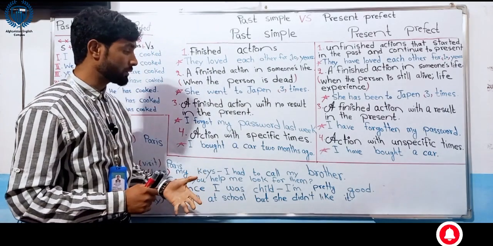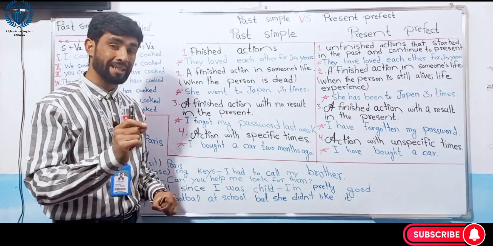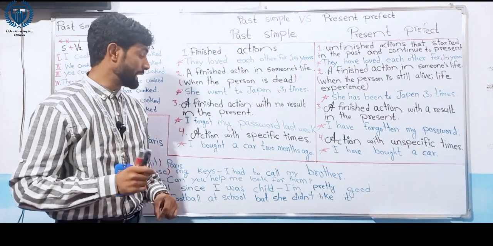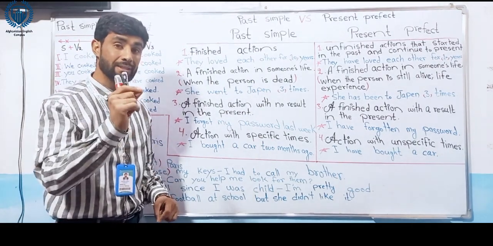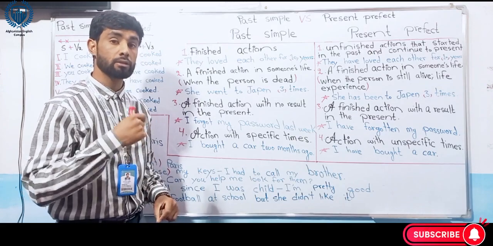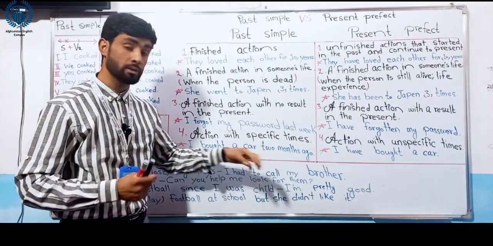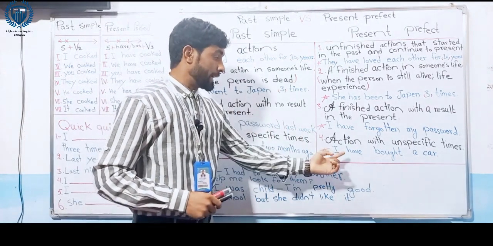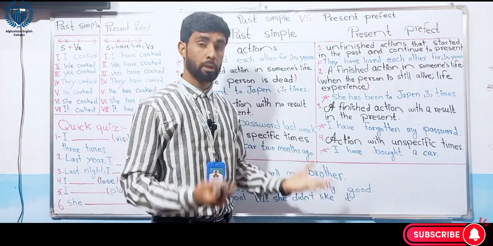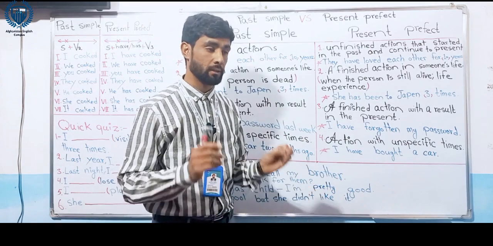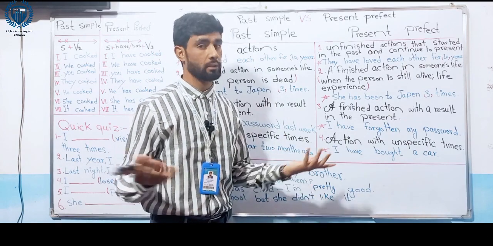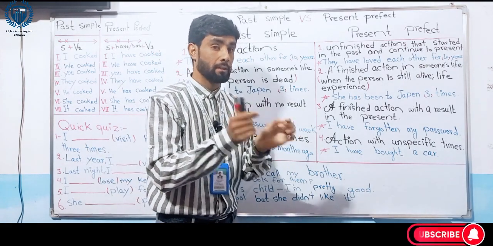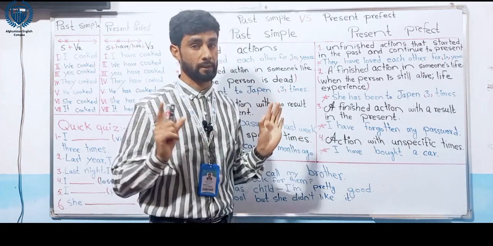I bought a car 2 months ago. When did I buy a car? 2 months ago. The time of the action was 2 months ago. It's specific. I have bought a car. The time is not specific. When did I buy the car? Not clear. So past simple is specific time, present perfect unspecific time.